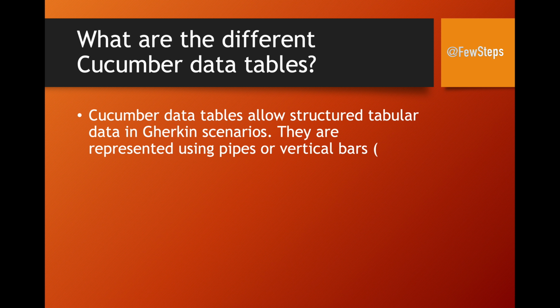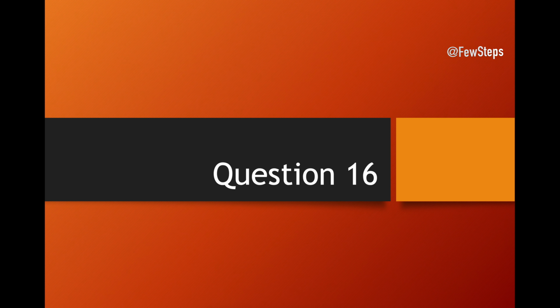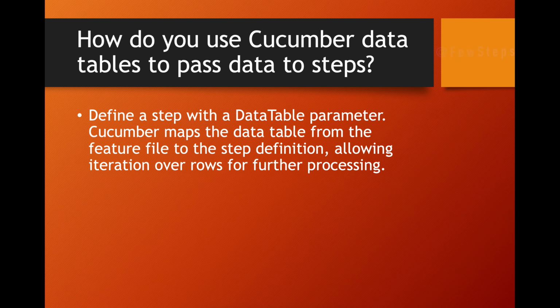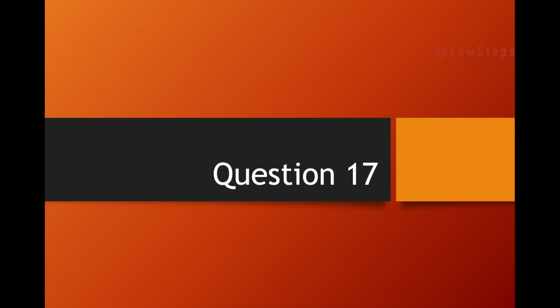They are represented using pipes or vertical bars. Question 16. How do you use Cucumber data tables to pass data to steps? Define a step with a datatable parameter. Cucumber maps the data table from the feature file to the step definition, allowing iteration over rows for further processing.